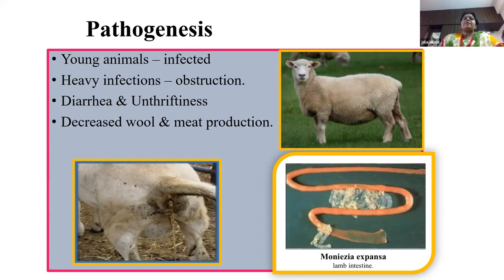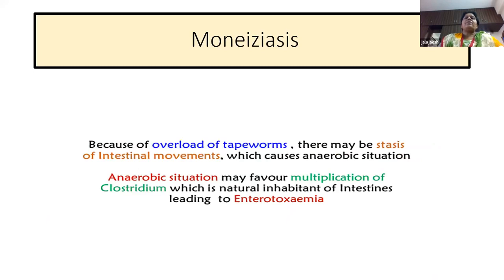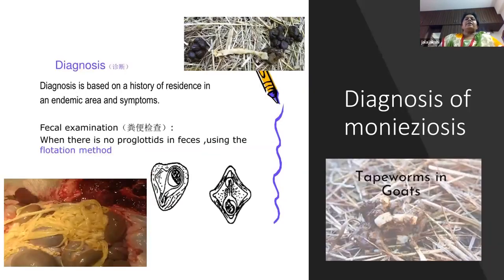Young animals will show clinical signs like diarrhea, unthriftiness, emaciation, anemia, and decreased wool and meat production, and you will normally find gravid proglottids in the feces of these infected lambs. In the pictures, you can observe the diarrhea, and this is the adult worm, Moniezia expansa. Because of the overload of tapeworms, there may be stasis of intestinal movements, which causes an anaerobic situation. This may favor the multiplication of Clostridial anaerobic bacteria, natural inhabitants of the intestine, leading to enterotoxemia. So monesiasis is a predisposing condition for enterotoxemia in lambs.